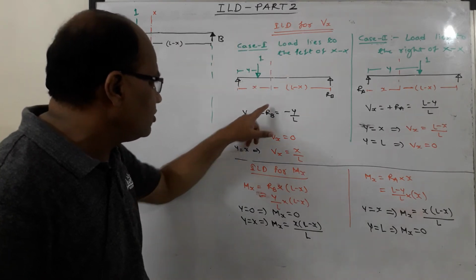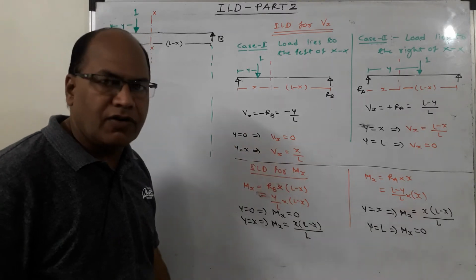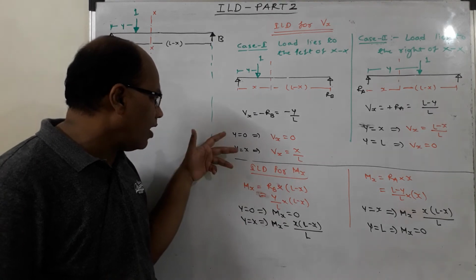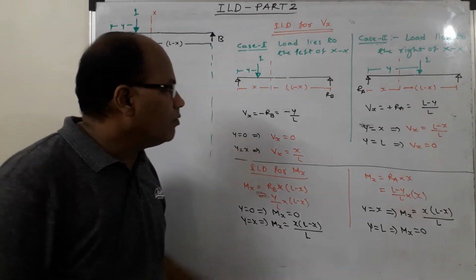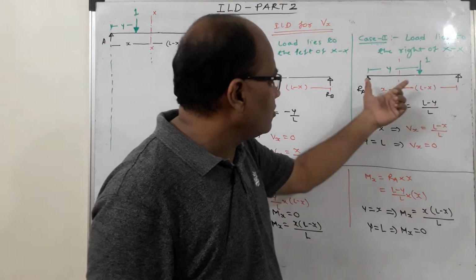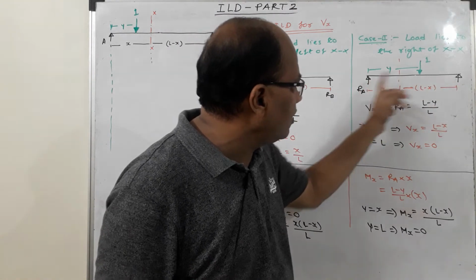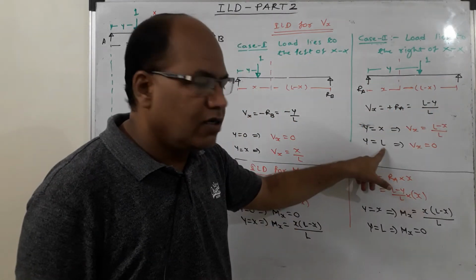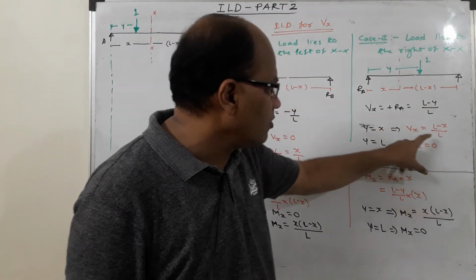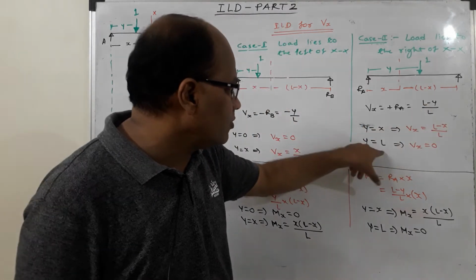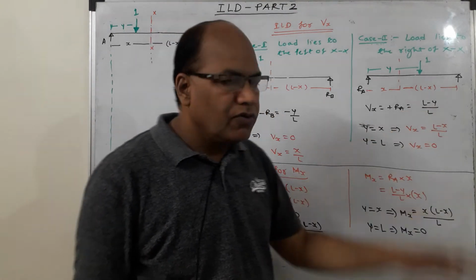And when I substitute these values, I get Vx as 0 and Vx is equal to x upon L. Now when the load moves to the right part, y is going to have two extreme values: y is equal to x and y is equal to the entire span, that is equal to L. When I substitute y is equal to x over here, it will be L minus x upon L. That is the value of Vx. And when I substitute y is equal to L, then Vx will be 0. So I am getting 4 values.